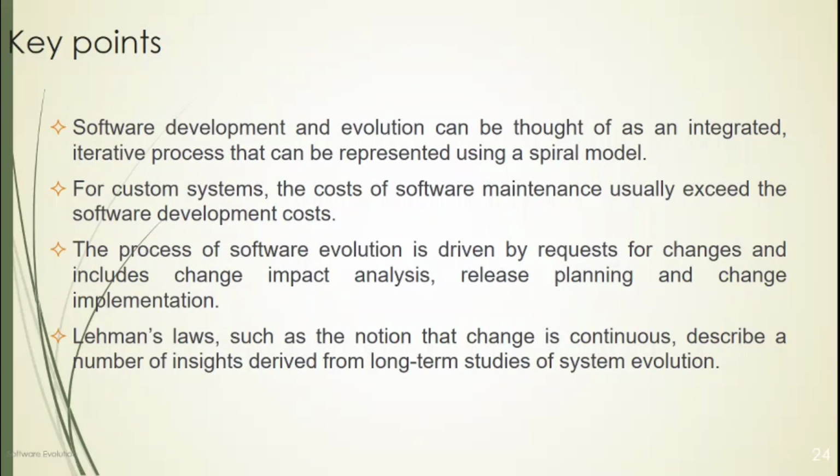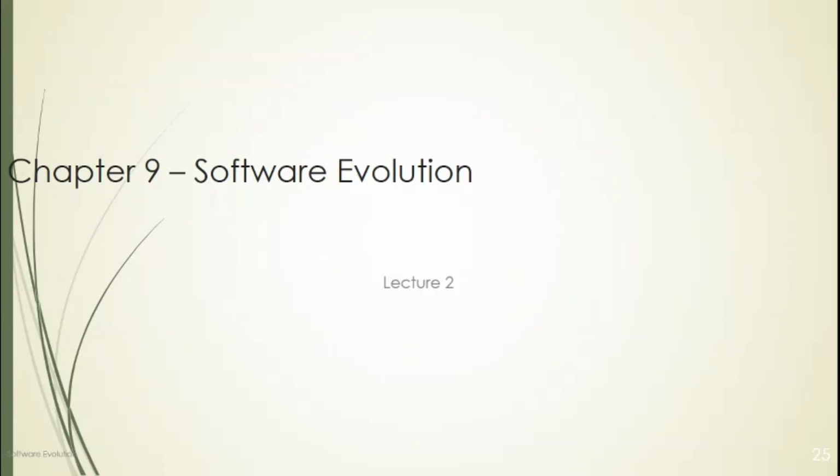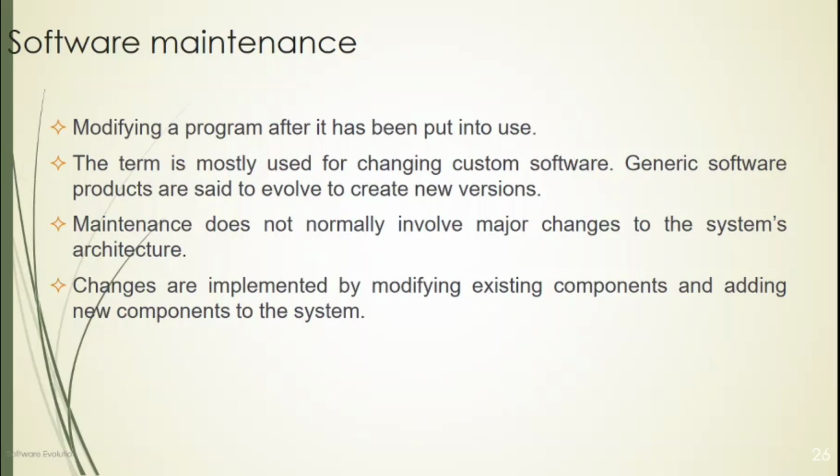Okay, key points: software development and evolution can be thought of as an integrated iterative process that can be represented using a spiral model. For custom systems, the cost of software maintenance usually exceeds the software development cost. The process of software evolution is driven by requests for changes and includes change impact analysis. Lehman's laws, such as the notion that change is continuous, describe a number of insights derived from long-term studies of system evolution. So the next topic is software maintenance.